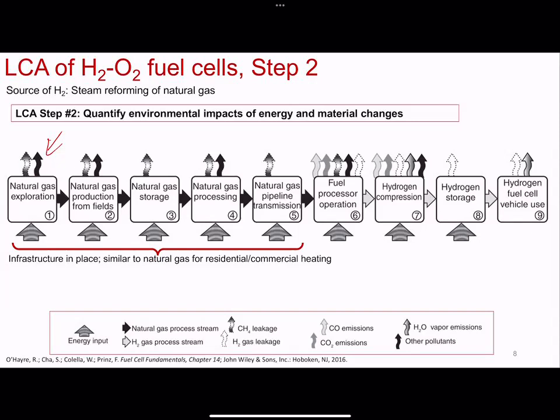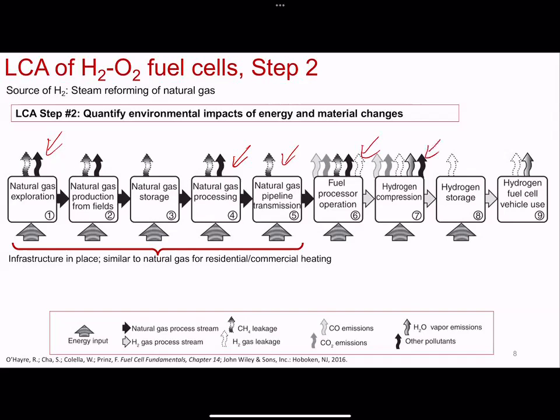Okay, that's fine. Now you have to go to the field and get that natural gas, right? You have to extract it. Then you have to store that natural gas, and you might have some leakage. So now you've extracted methane from the ground, but when you store it, there could be some methane leak, and there will be some methane leak. So now you're emitting methane, which is even more detrimental than CO2 emission in terms of the global warming potential. And then you have to process that natural gas, and then you pump it through the pipeline transmission, and then you feed it into your processing unit to convert it to hydrogen.